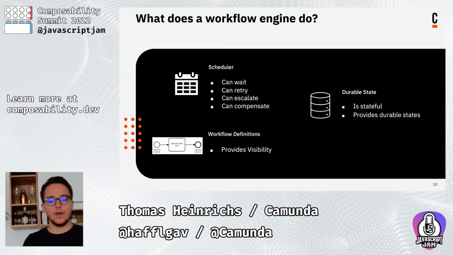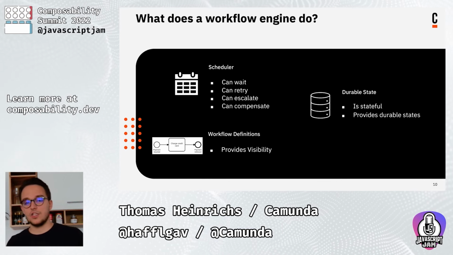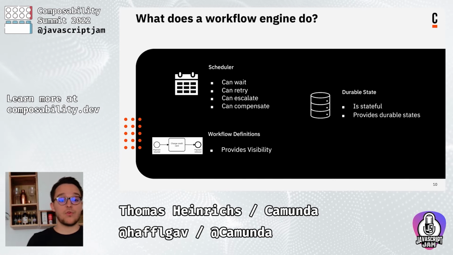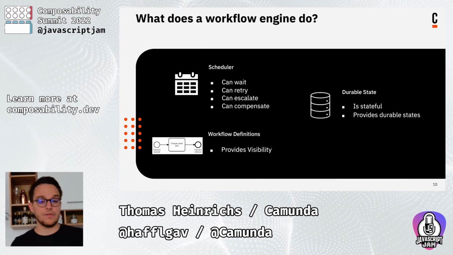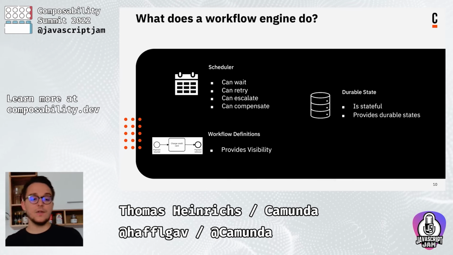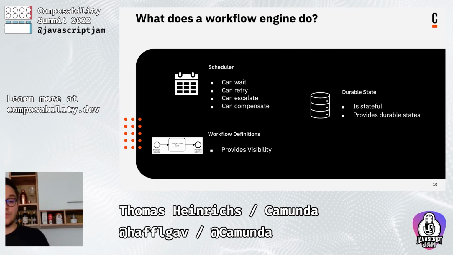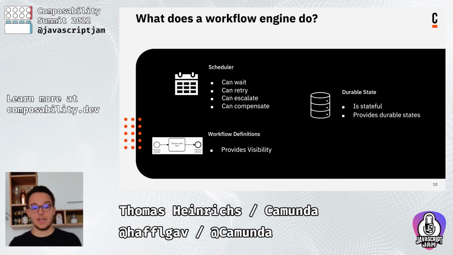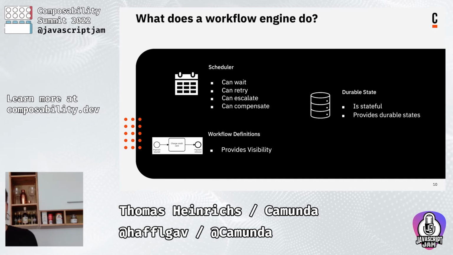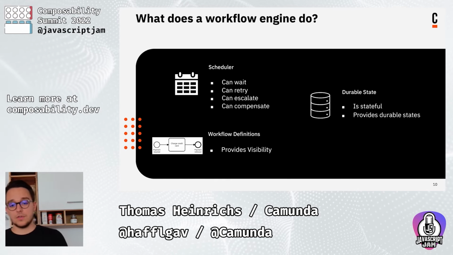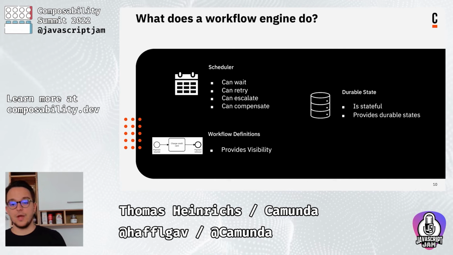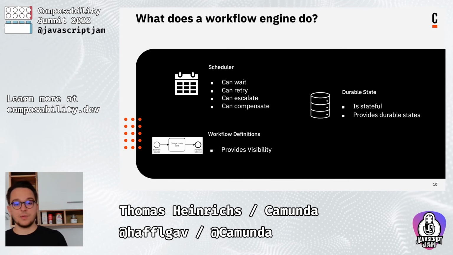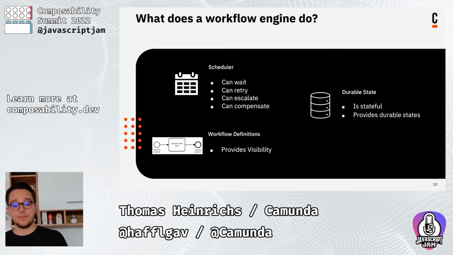So let's take a closer look at what a workflow engine can provide, just very briefly before we continue. The workflow engine provides a scheduler, definitions of workflows, and it maintains the state. The scheduler itself can, for instance, wait, retry, escalate, and compensate, whereas the workflow definition provides visibility and defines the steps in some kind of sequence and some kind of process. And of course, it's always beneficial to have a durable state to know where we currently are and what's up next. All these things are sometimes quite important to be aware of.